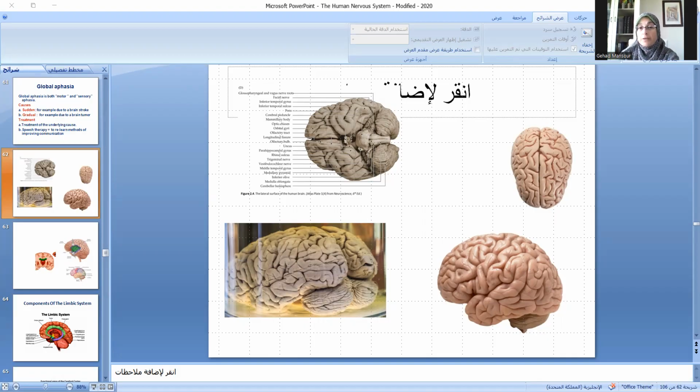Here we have the central sulcus, and behind it, we have the primary sensory area that is related to detecting sensations, contralateral sensations, meaning sensations on the opposite side of the body. Therefore, if area 4 is injured, then you will have hemianesthesia, meaning weakness of sensation or complete loss of sensation on the opposite side of the body.